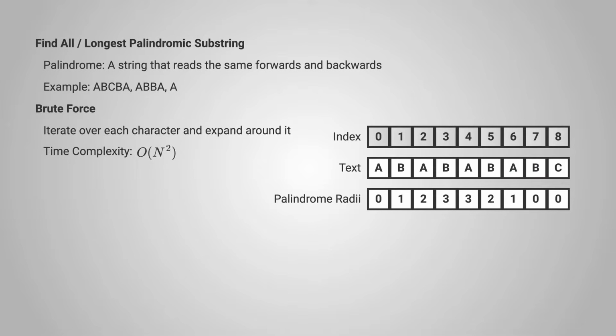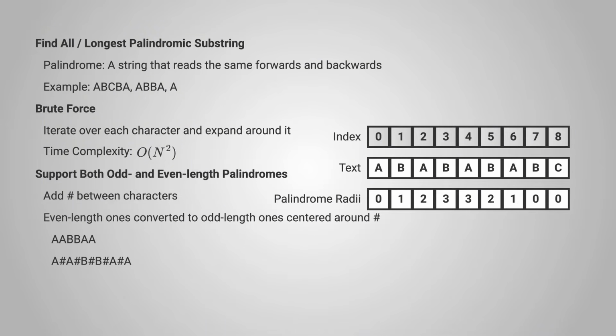O(n) squared. Before introducing Manacher's algorithm, you may notice so far we've been only talking about palindromes that have odd length. To also find even-length palindromes, we do a trick that converts even-length palindromes to odd length. This is done by inserting a special separator between every character. Here we use a hashtag, for example. Now, even-length palindromes in the original string are odd-length palindromes centered around a hashtag. Because of this trick, for the rest of this video, we'll only talk about odd-length palindromes for simplification.